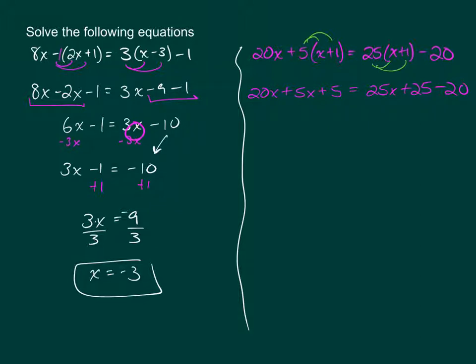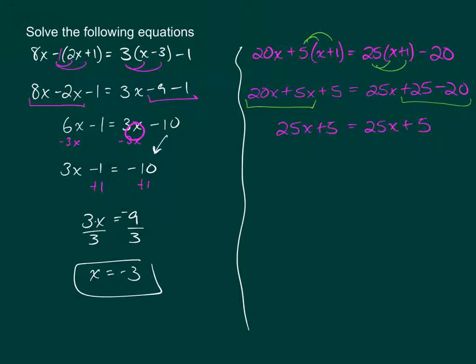Then to combine terms, on the left side the x's can be combined, and that's 25x plus 5. On the right hand side, the 25 minus the 20 can be combined. 25 minus 20 is 5, so this ends up being 25x plus 5. And I can take this one more step.